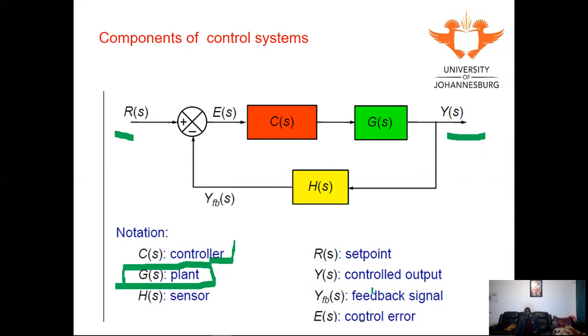Now, we've got the error signal there, which is generated when you compare the set point with the feedback signal. The feedback signal is what is processed by the sensor, H of S, which detects the speed, as per the previous example. Then on comparison, the error signal is the one which tells the controller how to react, with the information now being passed to the plant.